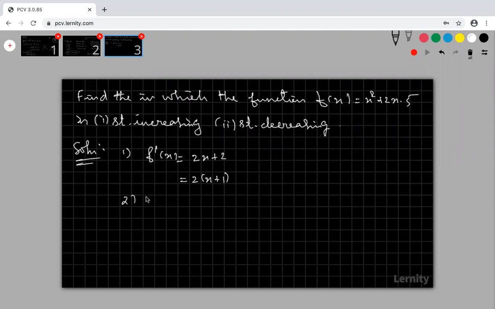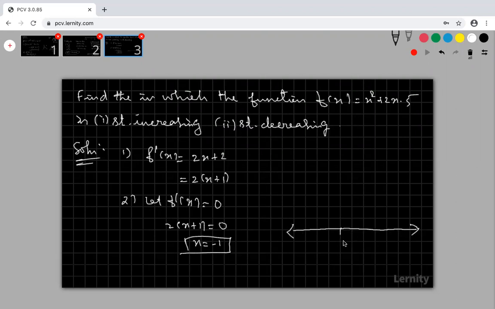Now, what is my second step? Let f dash of x be equal to 0. So 2 into x plus 1 equals 0. Therefore, my x is equal to minus 1 only. I'm getting only 1 point, so come to the number line. This is minus 1, this is minus infinity, this is plus infinity.